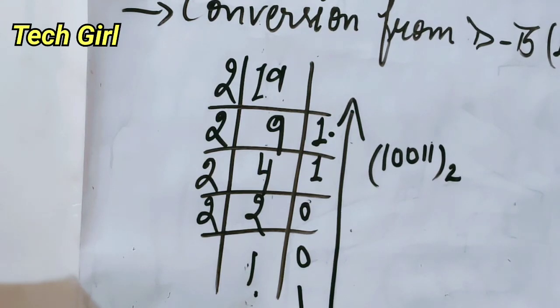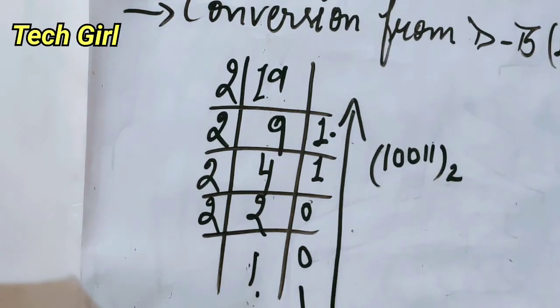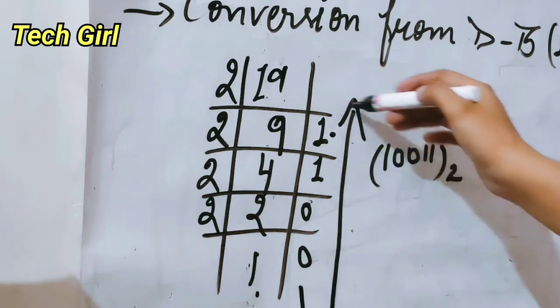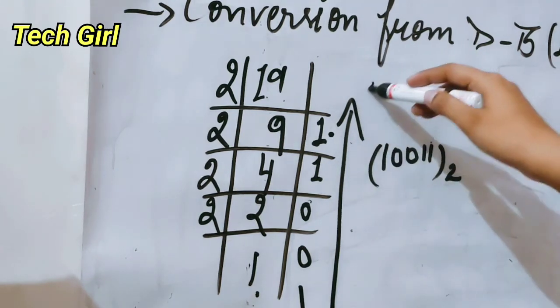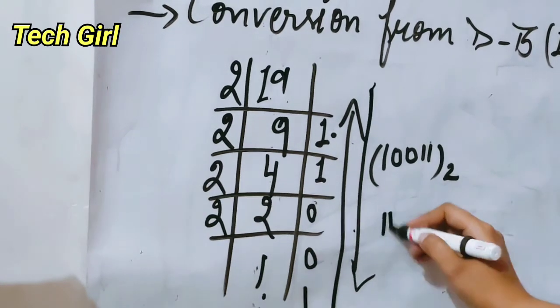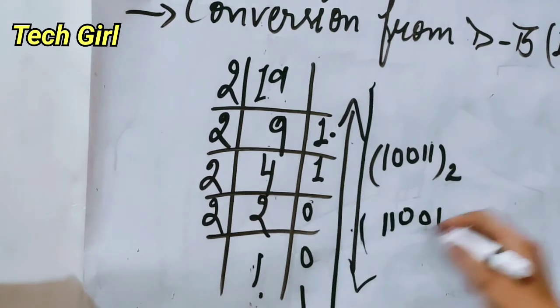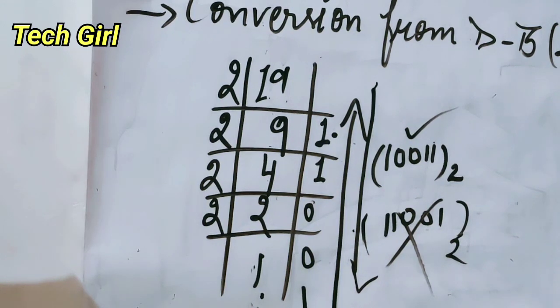If you are converting any number from decimal to binary, or decimal to octal, or decimal to hexadecimal, then after dividing you have to write down the final answer. That's very important, and in the final answer you have to use the bottom to top approach. See, if I use the opposite approach, the top to bottom approach, the answer will be changed. The answer will be 1 1 0 0 1, and it's wrong. So the bottom to top approach is the correct approach.